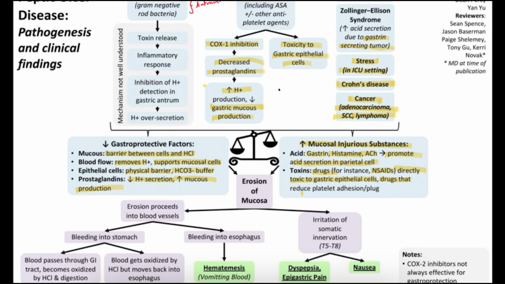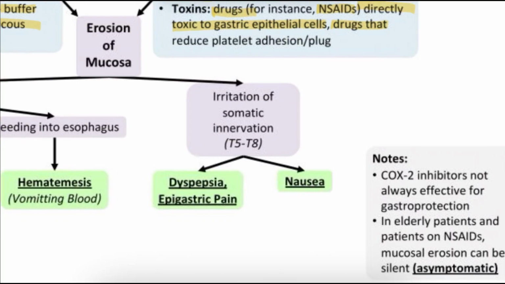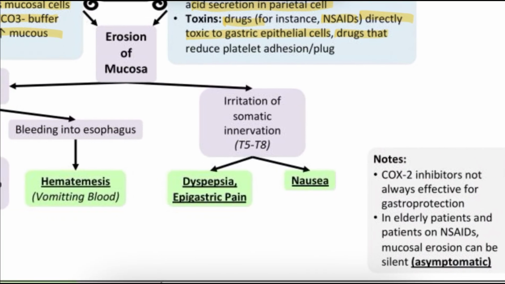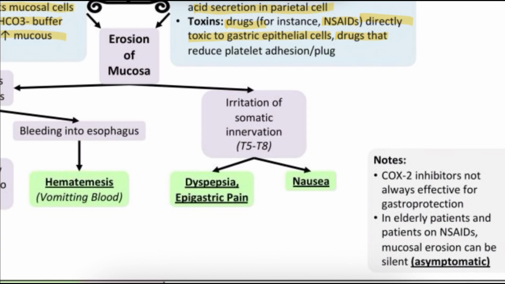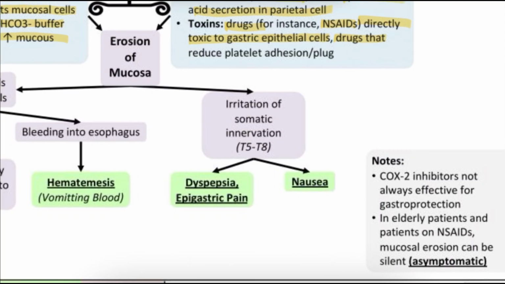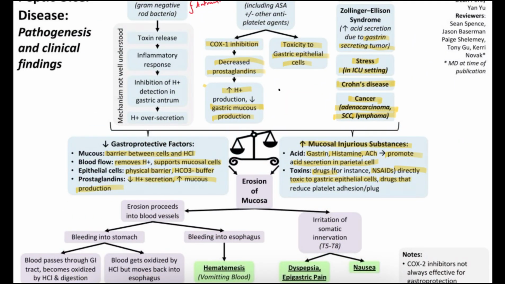Next, we can see irritation of somatic innervation like T5 to T8. Here you can see dyspepsia, epigastric pain and nausea. Okay, so these are the things. Next, we can see COX-2 inhibitors are not always effective for gastroprotection in elderly patients and patients on NSAIDs. Mucosal erosions can be silent and asymptomatic. Okay, so these things are very important.